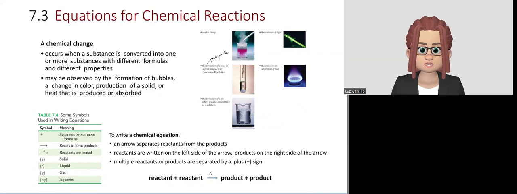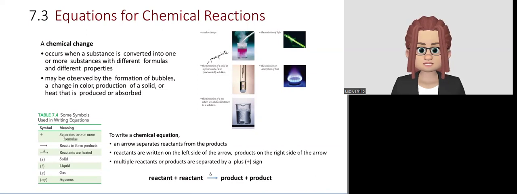You can have one or more reactants. Every time you have more than one reactant, it is separated by a plus sign. Any substance that is to the right of the arrow is called a product. You can have one or more products, and in the case that you have multiple products, they're separated by that plus sign.